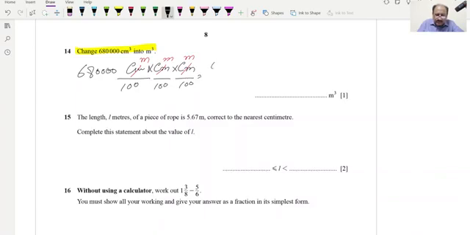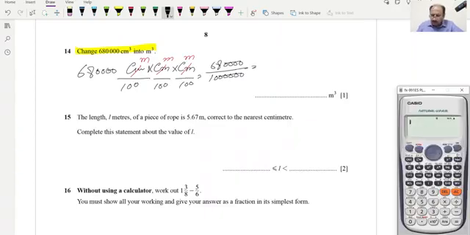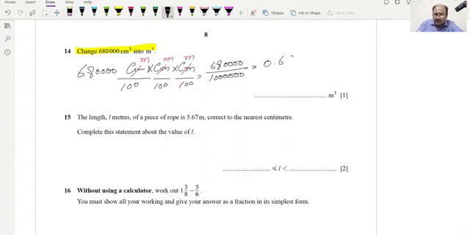And this will be what? This will be 6, 8, 1, 2, 3, 4 zeros, divided by 1 and 6 zeros. And you can use a calculator for this one. It will be 6, 8, 1, 2, 3, 4 zeros divided by 1 and 6 zeros, and this is given as 0.68. This will be the easiest technique for unit conversion. Hopefully you understood this.